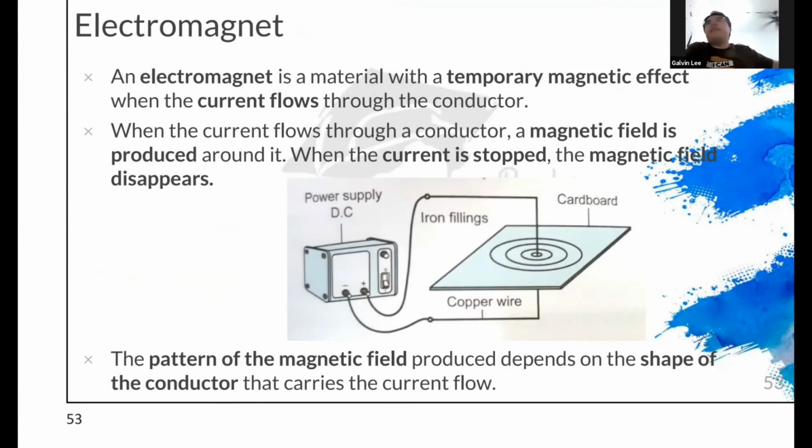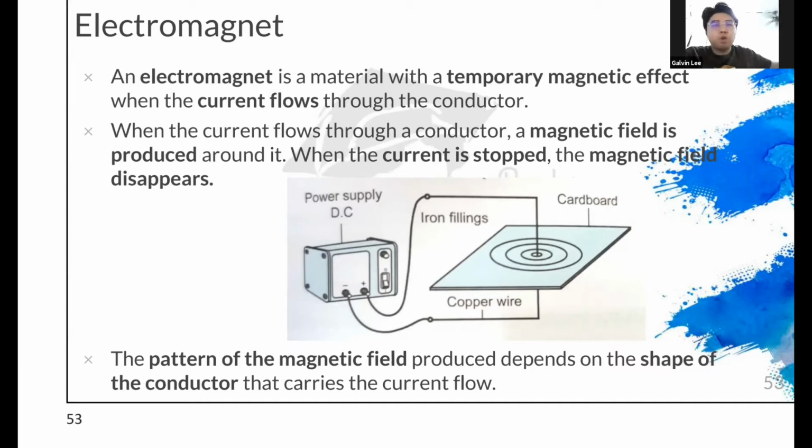In the beginning of this chapter, if you remember, I told you that this chapter shows you the relationship between electricity and magnetism. Even the chapter is called electricity and magnetism. Whenever you go to Form 4 and Form 5 later, you will see that there is a chapter called electromagnetism.